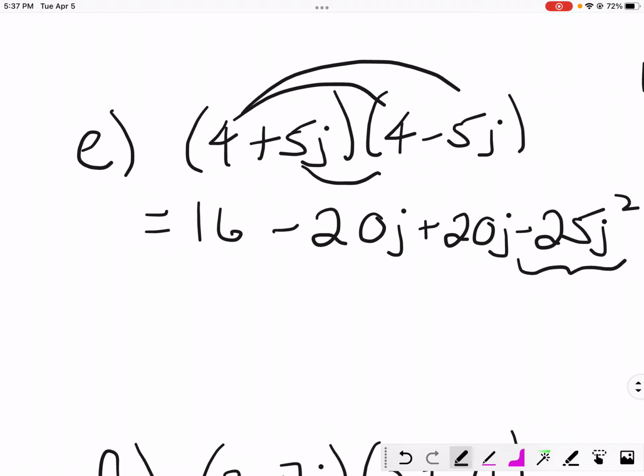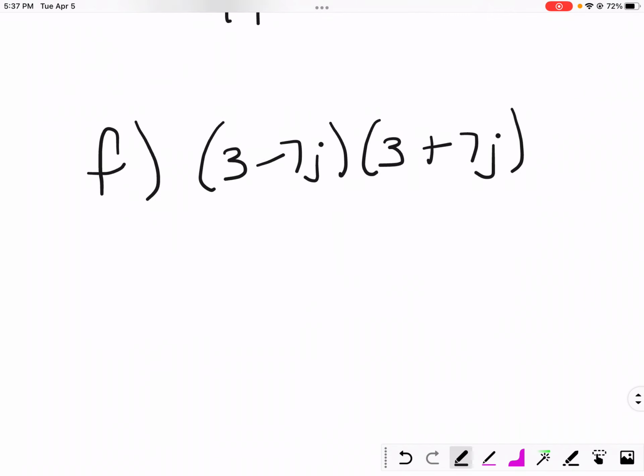Remember, j squared is -1, making this term positive 25. These two terms cancel. That's always going to happen when you multiply conjugates. And we'll be left with 16 plus 25, which is 41. The fact that there is no j term, no imaginary term here, is significant. It's going to be important.